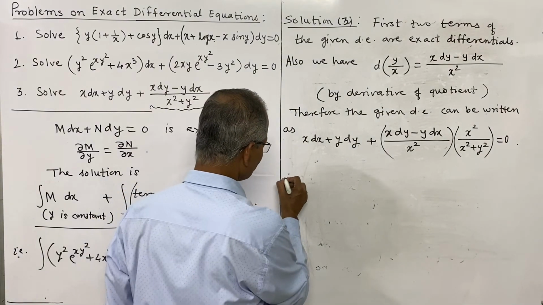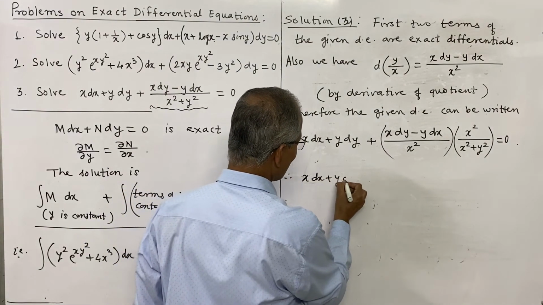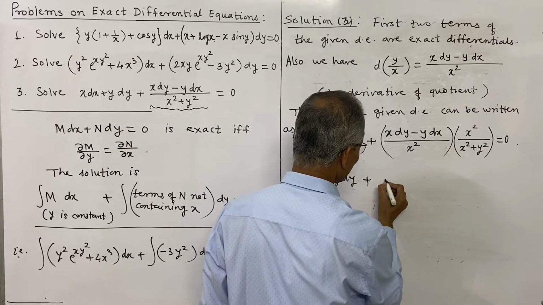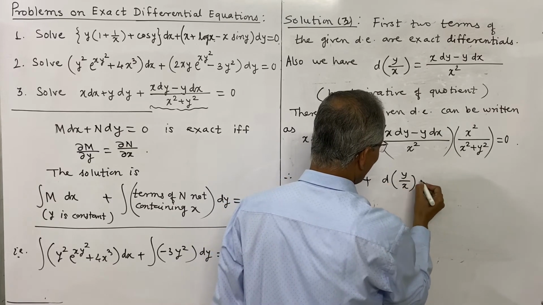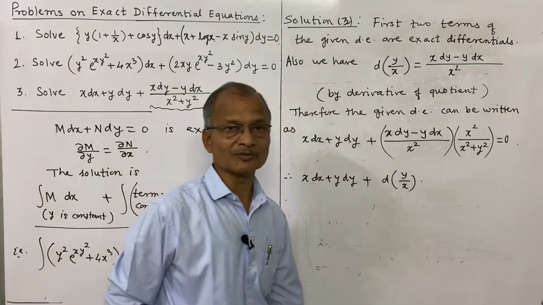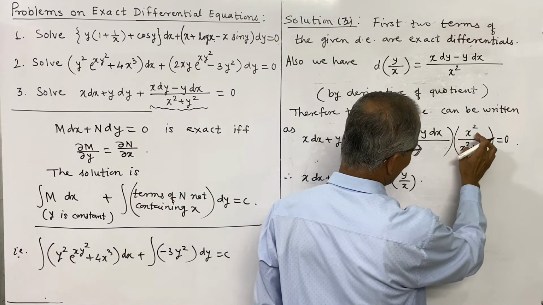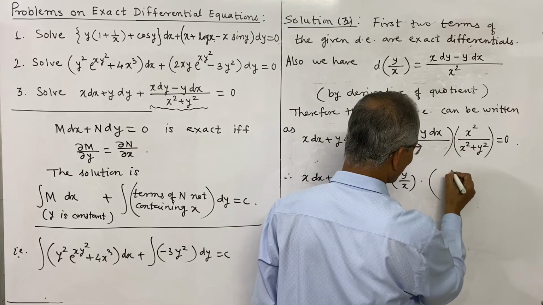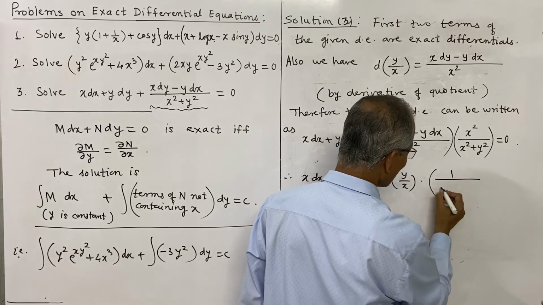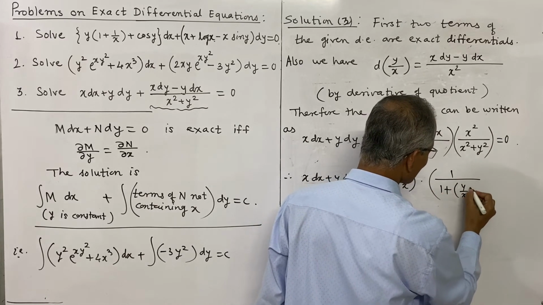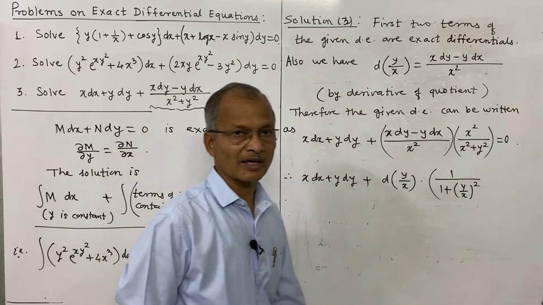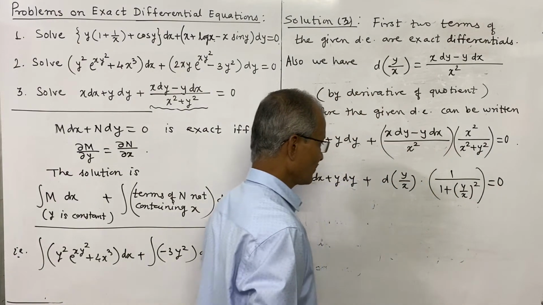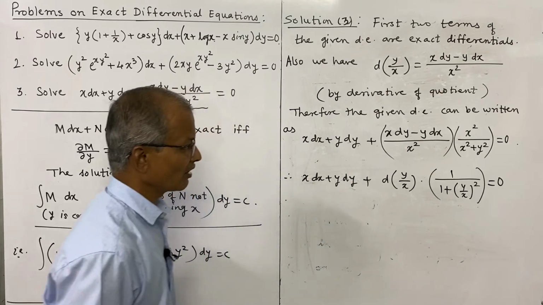Again, this is x dx plus y dy plus, so this is d of y upon x. So I shall write this as d of y upon x, and this term again I shall write in terms of y upon x, and for that purpose I divide the numerator and denominator by x square. If we divide the numerator and denominator by x square, the numerator becomes 1 and the denominator becomes 1 plus y upon x whole square, is equal to 0. You note this, dividing the numerator and denominator by x square.